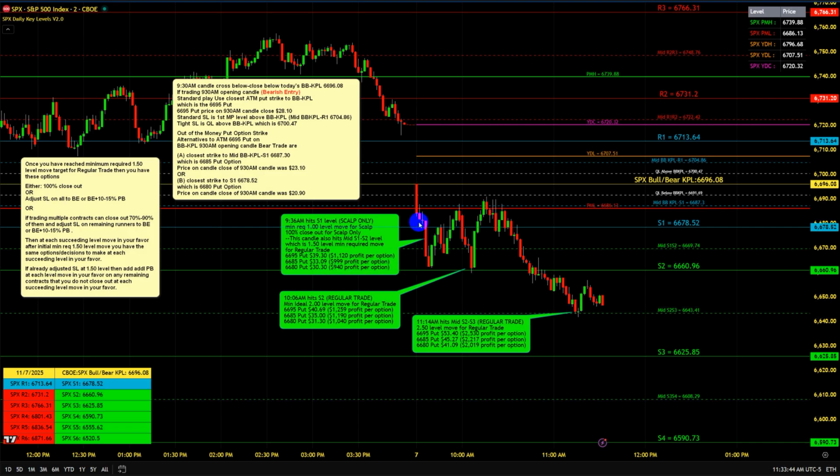So at this point, on a scalp, you've closed out. On a 1.5 level minimum required move, which was also met in this candle, then you would do one of these options here. There's also an additional option if you're trading multiple contracts, where you can close out 70 to 90% of those contracts, meaning you're closing them out at this price on this candle close, 70 to 90% of your multiple contracts, and then you are adjusting your stop loss to break even, or break even plus the initial 10 to 15% profit buffer on top of break even on the remaining contracts, which are known as runners.